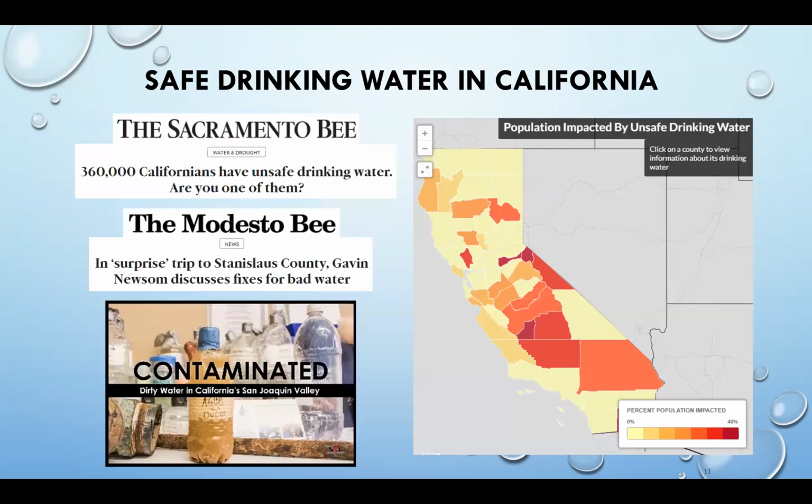So for safe drinking water in California, this is a map showing the Safe Drinking Water Act violations. Again, we're seeing areas in the Central Valley with a higher percent of the population impacted by unsafe drinking water. Depending on the source, you'll see different statistics, from the 1 million I showed to 360,000. I believe even 1 million might be an underestimate. There are people that may have unsafe drinking water for just a period of time, especially during a drier season, but then have cleaner water the rest of the year. So it's definitely an issue in California.